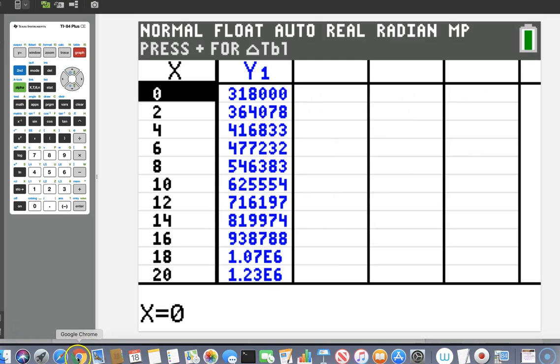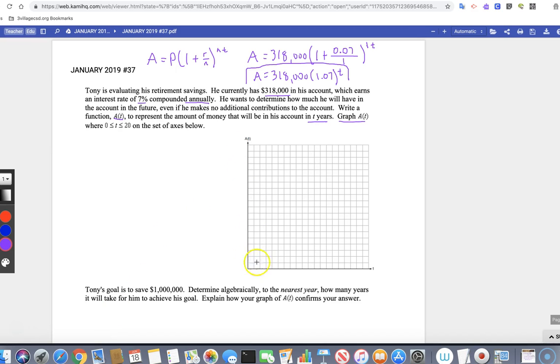So now if we go back to our provided grid, along the t-axis here, for each increment I'm going to go by 1, and I'm just going to label every second value. That will help with plotting out my points.